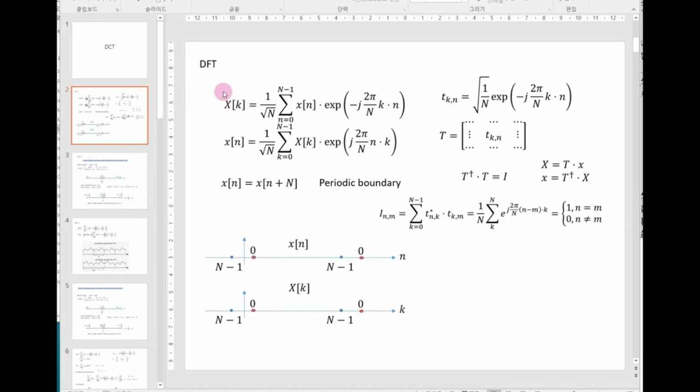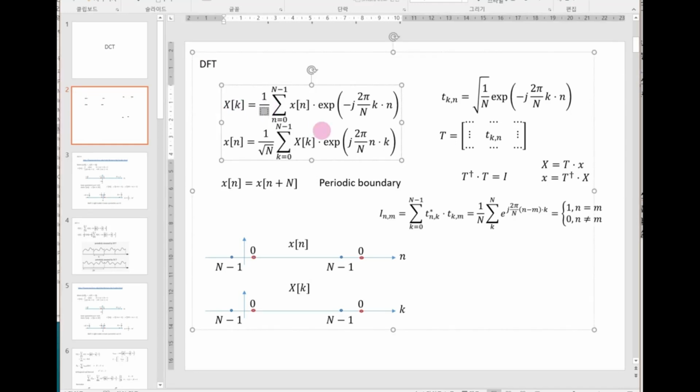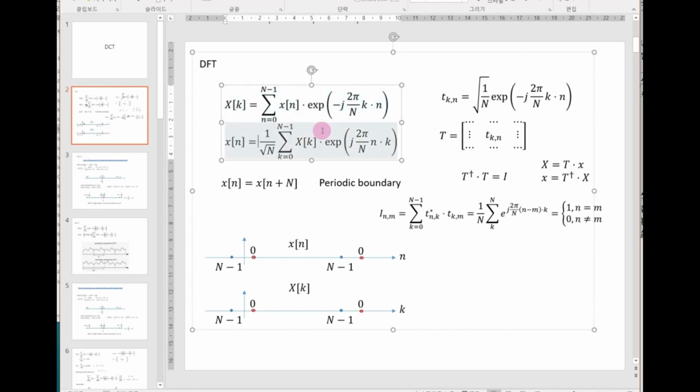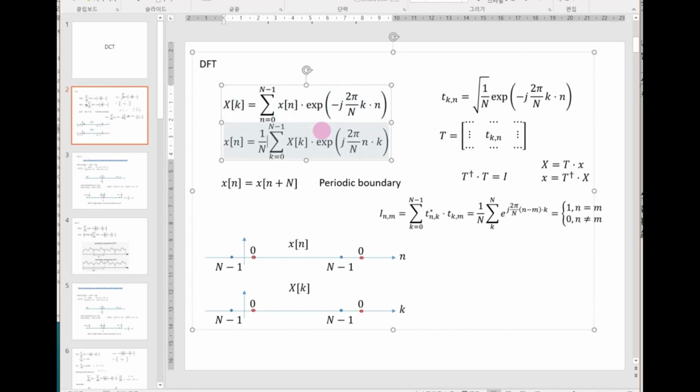Right here, let's consider a little bit about the DFT. We know that the DFT is originally defined this way. It was 1 over n. So this is the inverse DFT, and this one is the DFT.